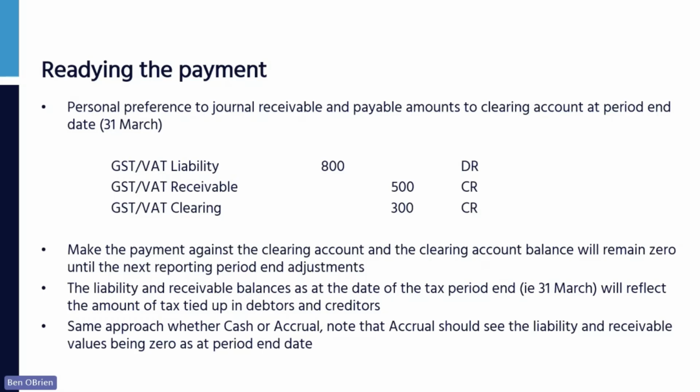Essentially, what that means from an accrual perspective is that when I go and look at my balance sheet on the 31st of March, I should have pretty close to zero in my liability and receivable accounts because I've transferred that to my clearing account. From a cash perspective, though, it's going to be totally different. You are going to have residual balances in your liability and receivable accounts. So just bear that in mind.